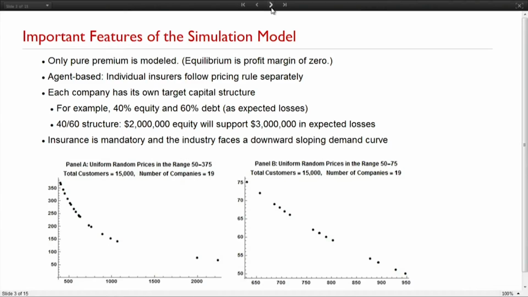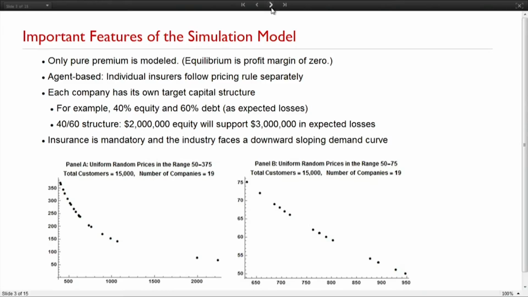And so some important features. Only pure premium is modeled. Pure premium is just the dollars that the insurance company collects to pay losses. A premium is made up of multiple parts. It's the pure premium, the expected losses, and then it's got expense loads and risk loads on it. Okay, I'm ignoring the expense loads and the risk loads. So for me, equilibrium would be a profit margin of 0. You collect just enough premium to pay for losses. There would be a risk load on top of that that turns into profit, but I'm not doing that.